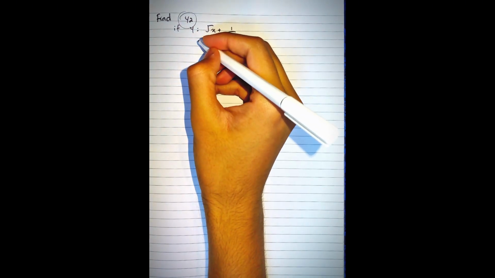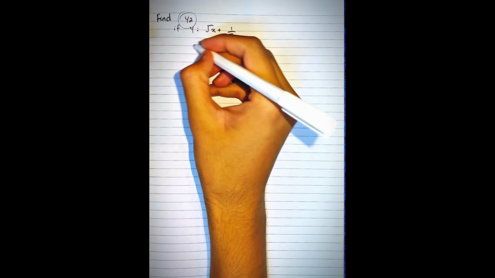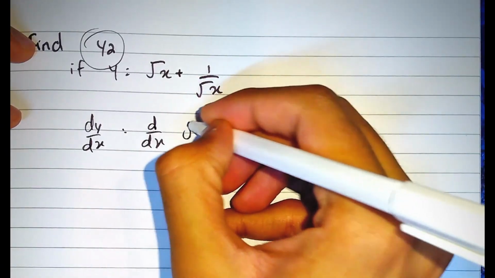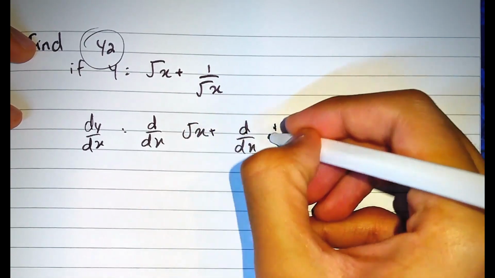Okay, so guys, in this video we have to find y2 if y is equal to root x plus 1 divided by root x. Basically, we have to do the second degree differentiation of this function given to us. First of all, y1, that is the first derivative, would be dy divided by dx is equal to d by dx root x plus d by dx 1 divided by root x.